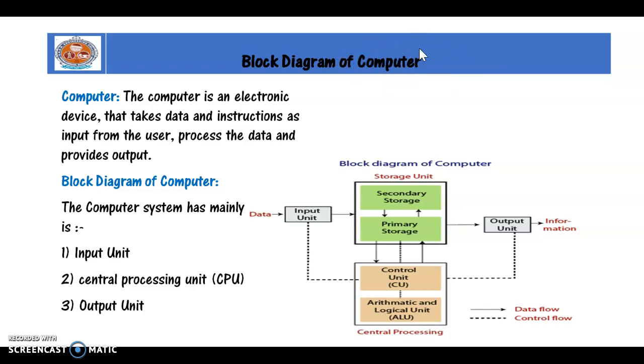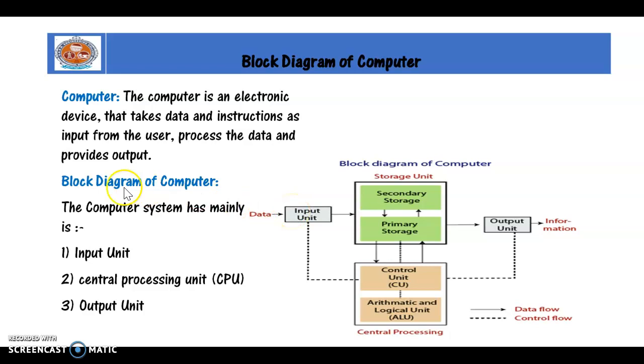Before going to see the block diagram of a computer, let us see the definition of a computer. We usually say that it is an electronic device because we work it through power, and it will accept data and instructions as input from the user, and then it will process this information given by the user and usually provides output. So this is the definition of a computer.